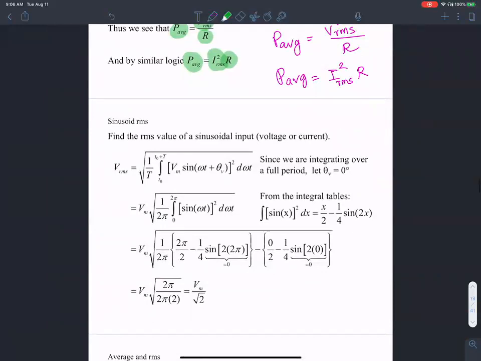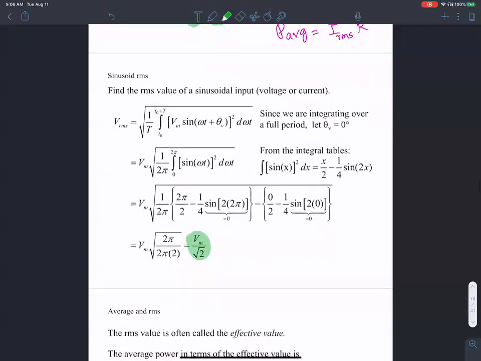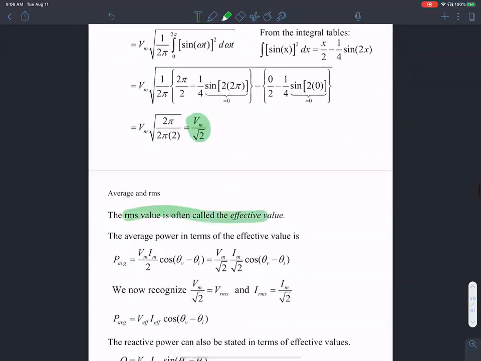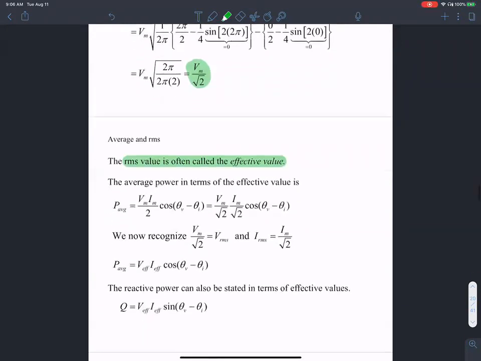And we know the definition for VRMS. VRMS is V peak, or V maximum, over the square root of 2. The RMS value is also often called the effective value.